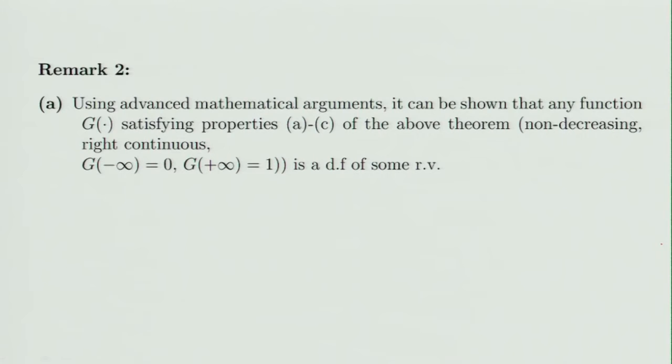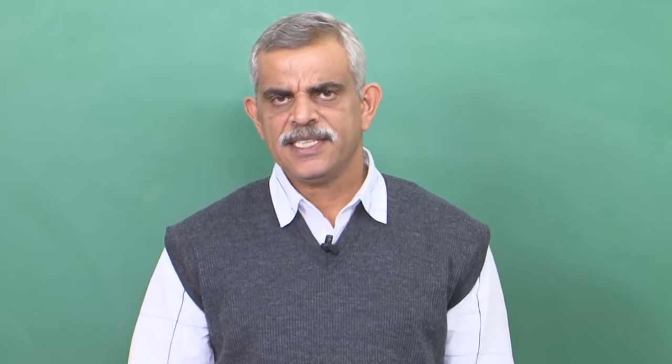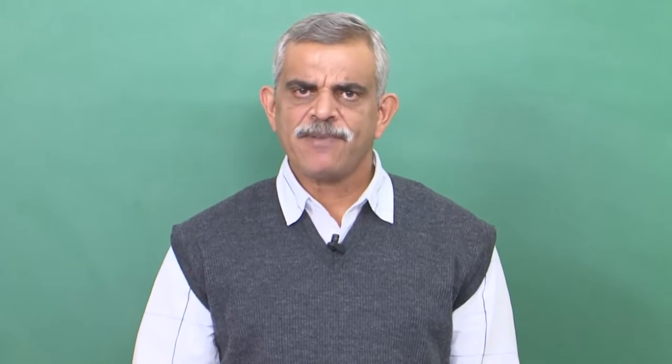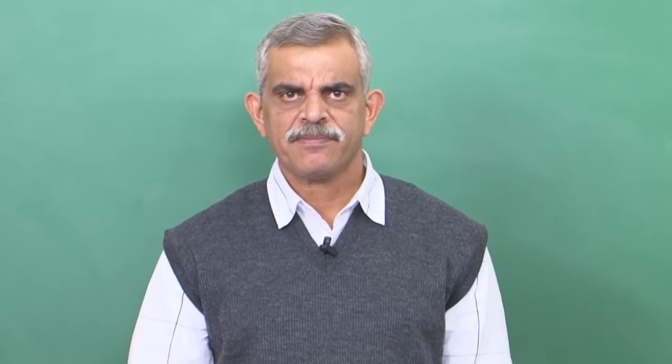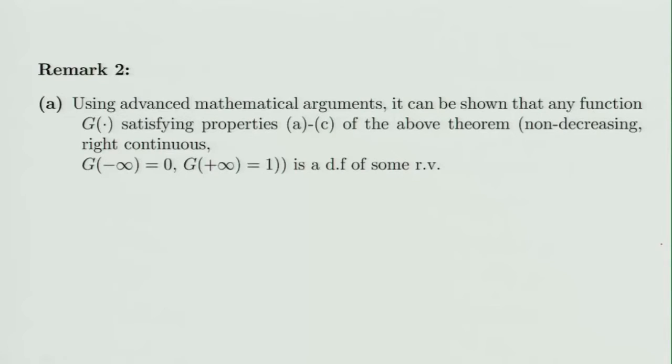So what we have shown is any distribution function is always non-decreasing, it is right continuous, Fx of minus infinity is 0 and Fx of plus infinity is 1. Now using advanced mathematical arguments, it can be shown that any function g which satisfies these three properties, what are those? Non-decreasing, right continuous, g of minus infinity is 0 and g of plus infinity is 1. So any function which has these properties is a distribution function of some random variable.